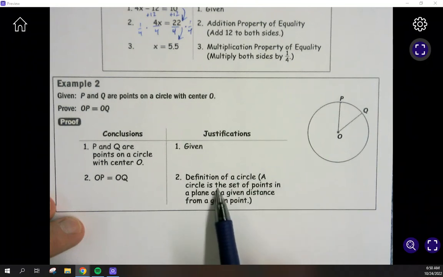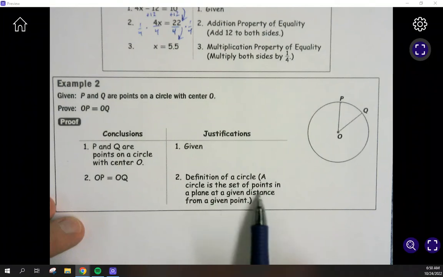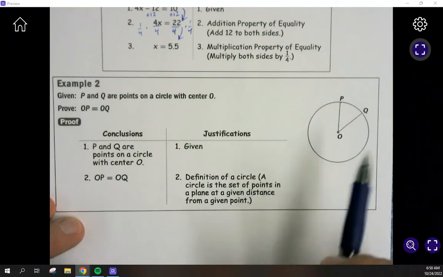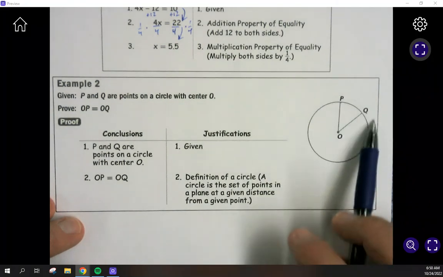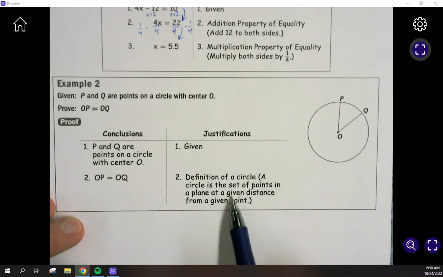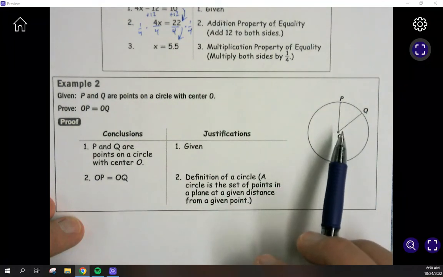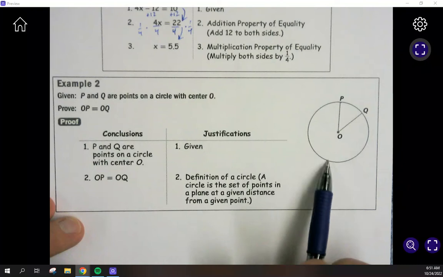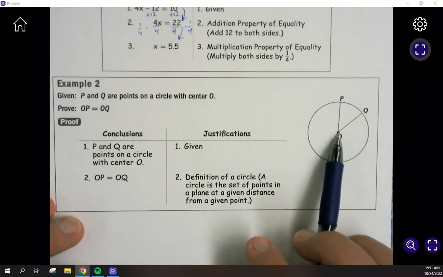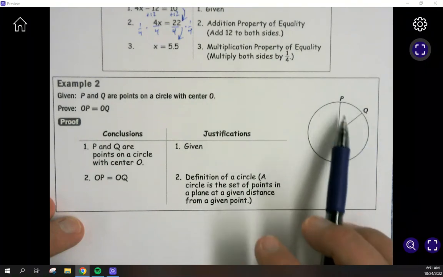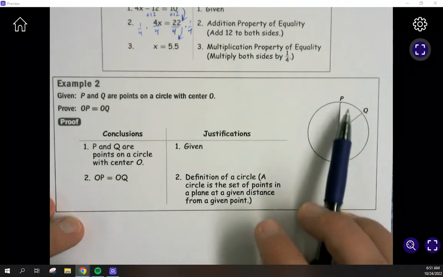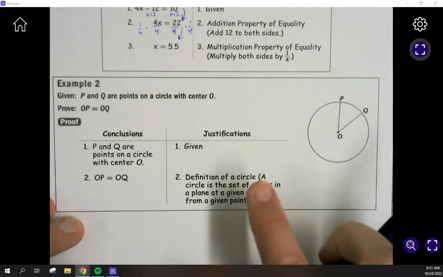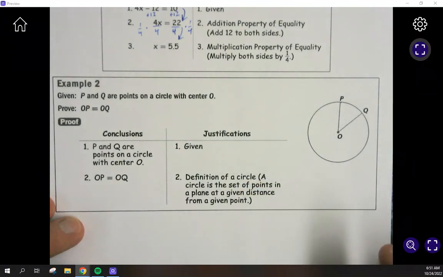So it says a circle is a set of points in a plane at a given distance from a given point. So the definition of a circle tells us that every point that's on the outside of that circle is the same distance, a given distance from the center. So no matter where I go on this circle, we know the radius is the same. Each one of these would be radii. Okay, so just by the definition of a circle, I can prove that these two lines are equal to each other. So that's a nice, short, sweet proof. Let's flip it over.